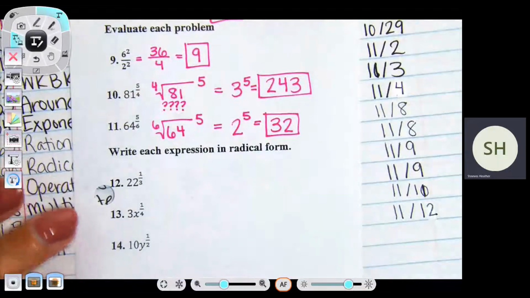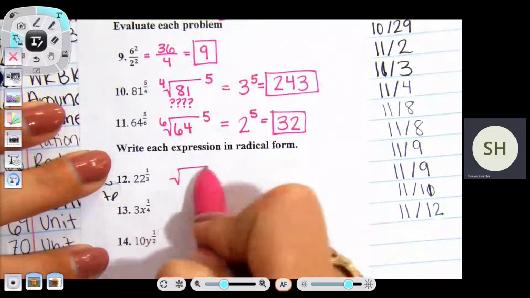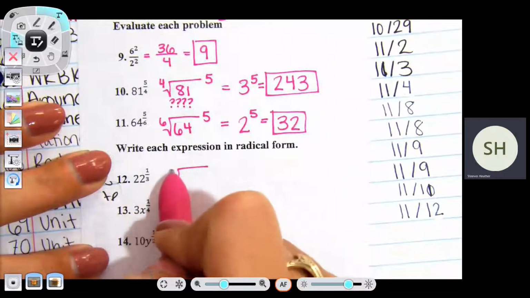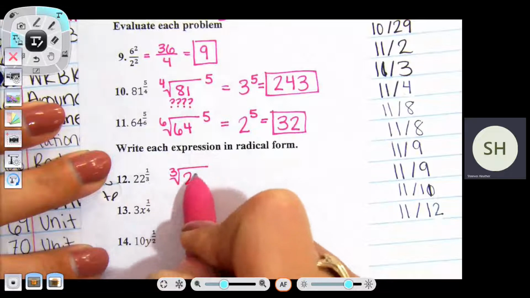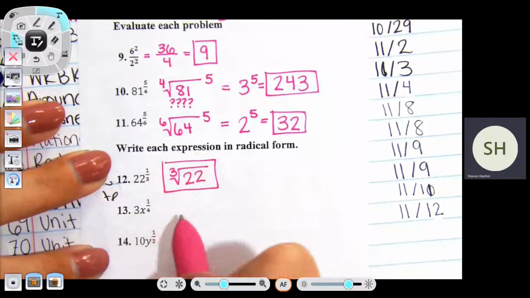And then these ones are writing them in radical form. So this is exponential form. So the front number is the denominator of your fraction. You could write a power of 1, but you don't need it. So that's my final answer for this one.